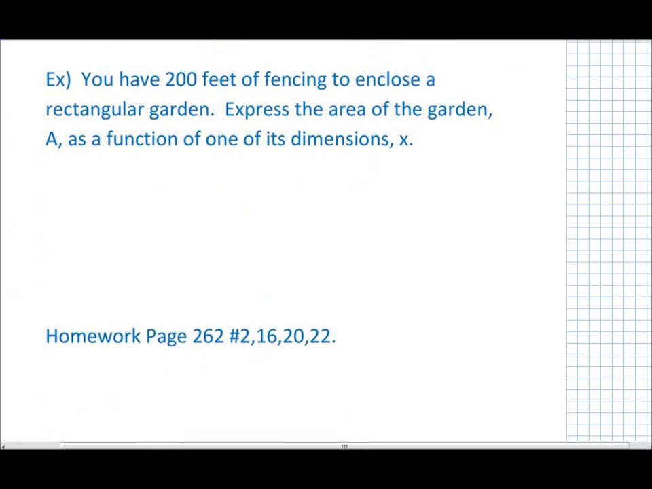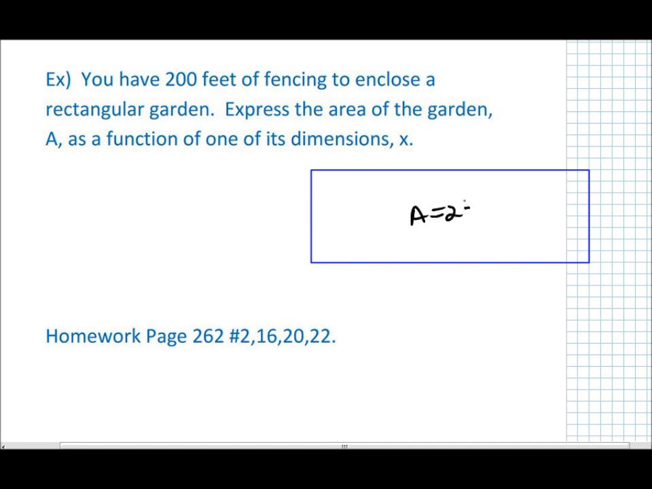So here's another problem. You have 200 feet of fencing to enclose a rectangular garden. So once again, draw your rectangle. You have 200 feet to enclose. Express the area of the garden as a function of one of its dimensions. So you have 200 feet, so that means your area is 200 feet. Or sorry, your perimeter is 200 feet. Because you have 200 total.